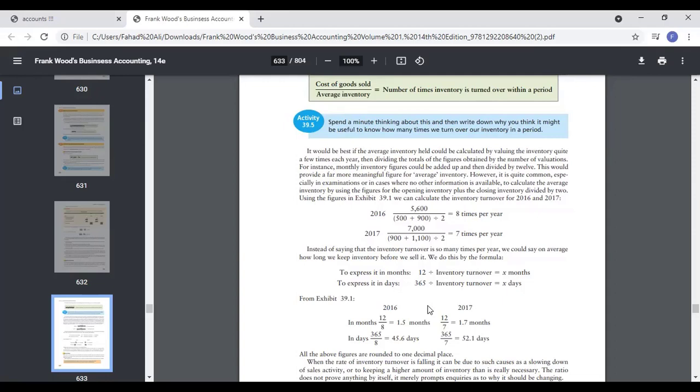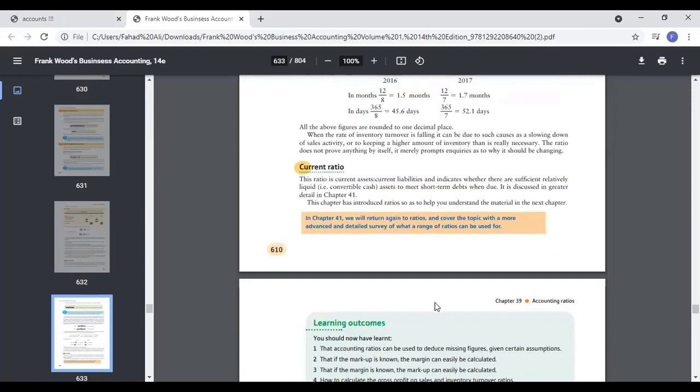If you want to express it in days, what you do is divide it, and you divide it into months if you want to express it into months. 8 into 1 upon 12 means divided by 12, so you will get it in the months.